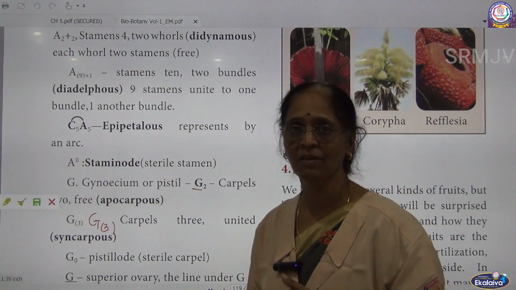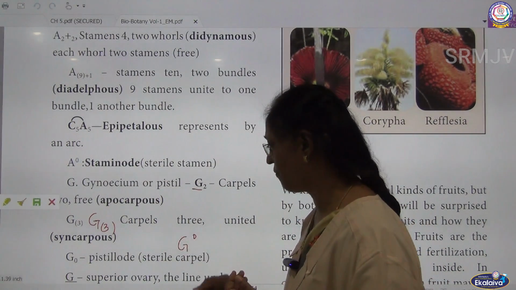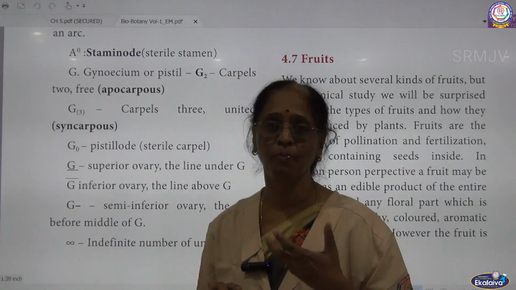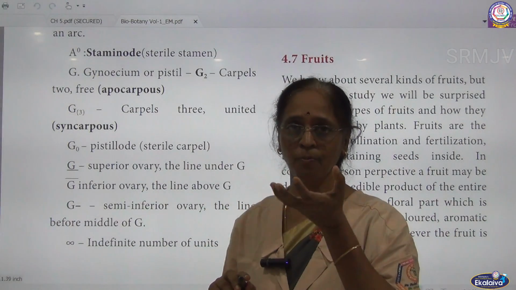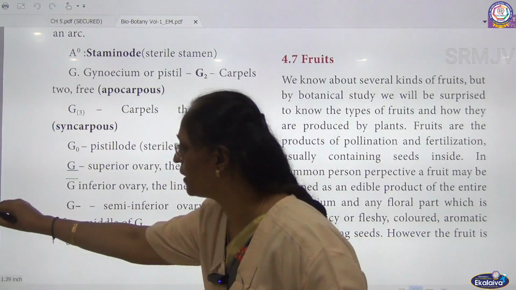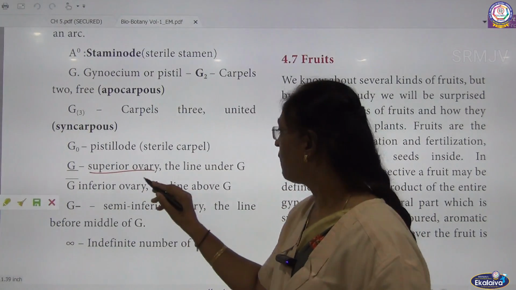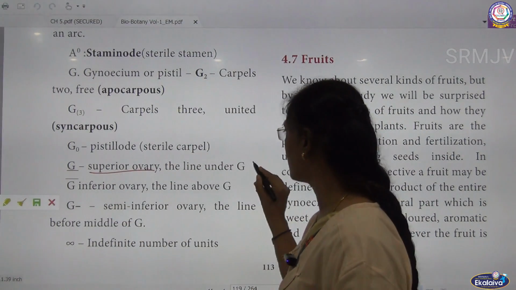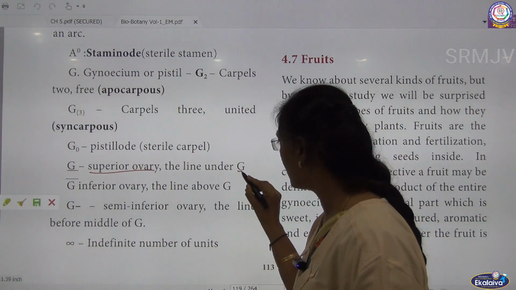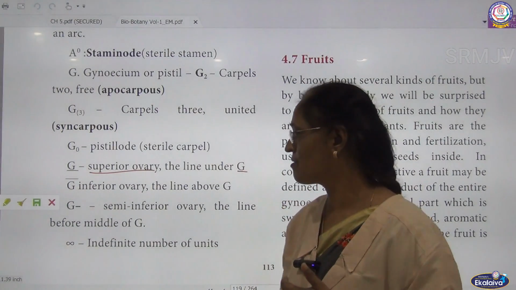A pistillode is nothing but the sterile carpel, G, with a degree mark. If the gynaecium is superior, that is, the ovary is superior and all the floral parts are below, then you call it a superior ovary. And how are we going to represent this superior ovary? If you put G as gynaecium, you draw the line below the G, then you call that a superior ovary.